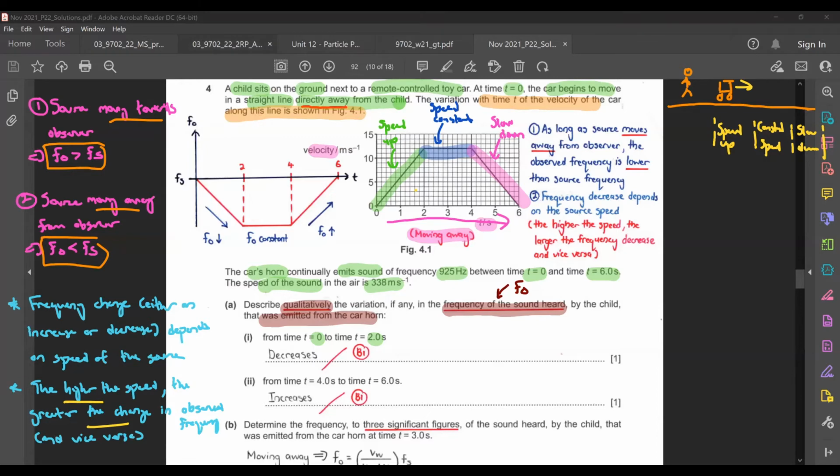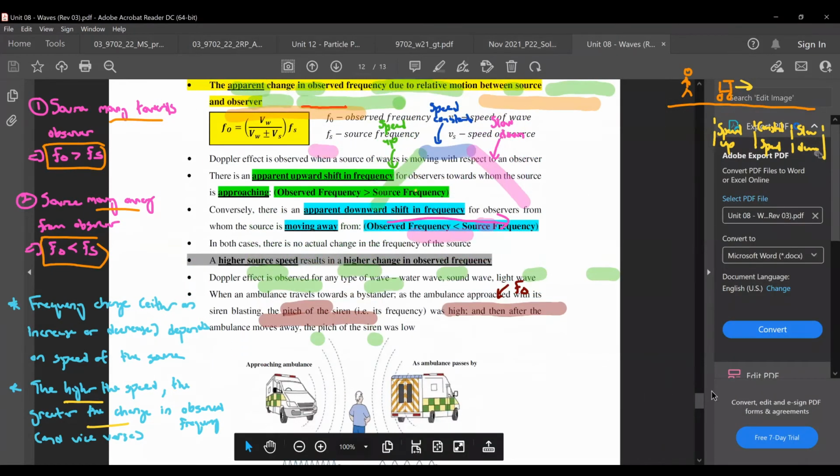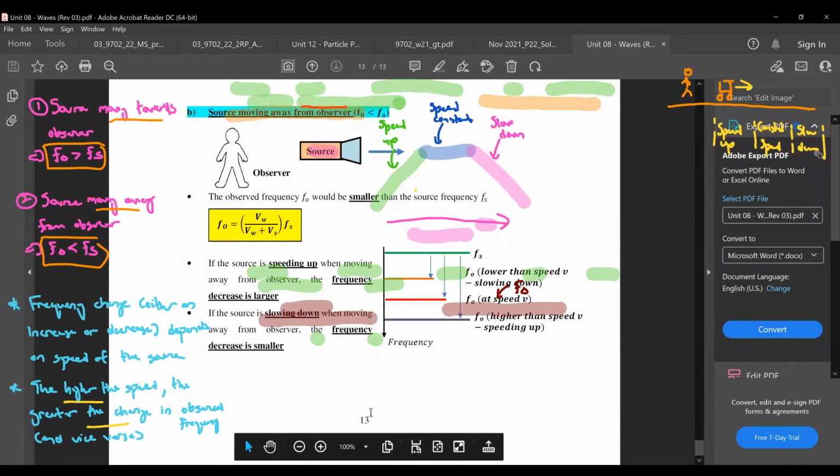This one was actually explained before for waves. I mean, if you joined last time, I think you would have gone through the chapter for waves before, right? So this one here actually relates to this part in the notes, the last page of your notes for waves. Okay, that time I mentioned to you what happens when your source is speeding away from you or slowing down away from you or speeding towards you or slowing down towards you. So to summarize, this is what is happening.